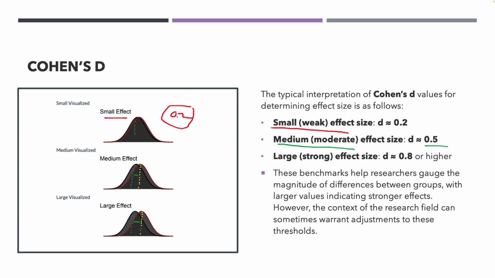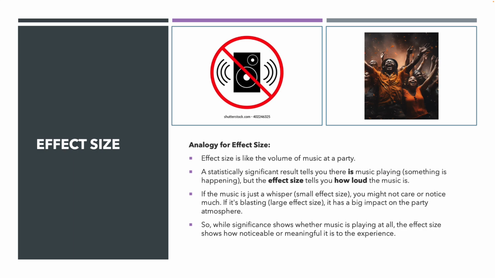And I have an analogy here, and I like to use analogies just in case something's not sinking. If we're talking about an effect size, think of an effect size as the volume of music at a party. A statistically significant result tells you there is music playing. So there is a difference, something is happening.